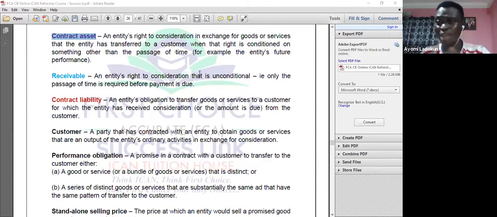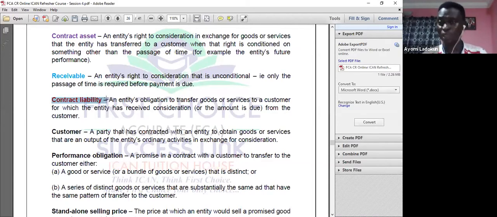But if I don't have any agreement with you to give me time, and I'm only waiting for your future performance, maybe you need to come and install it and make sure it's working fine before I pay, then you can recognize a contract asset. I think it should be clear by now. That's the difference between a receivable and a contract asset.